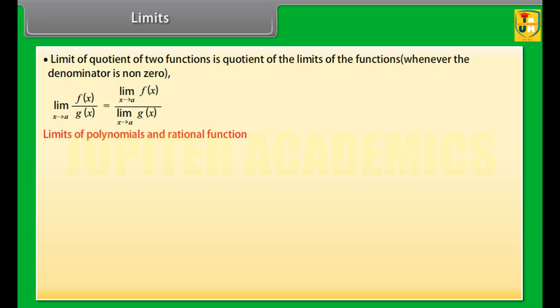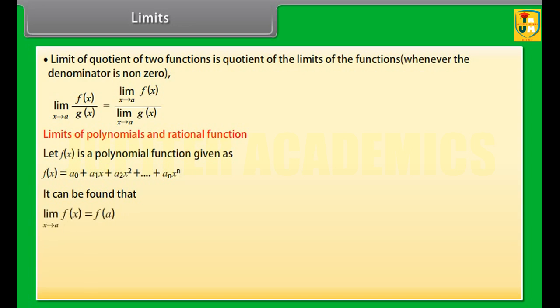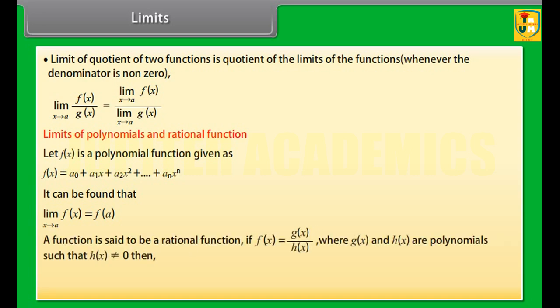Limits of polynomials and rational functions. Let f(x) be a polynomial function. It can be found that limit x tends to a of f(x) is equal to f(a). The function is said to be a rational function if f(x) is equal to g(x) upon h(x), where g(x) and h(x) are polynomials such that h(x) not equal to 0. Then limit x tends to a of f(x) is equal to limit x tends to a of g(x) by h(x) is equal to limit x tends to a of g(x) by limit x tends to a of h(x) is equal to g(a) by h(a).